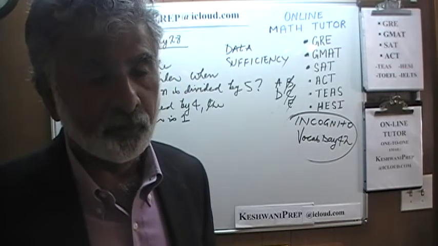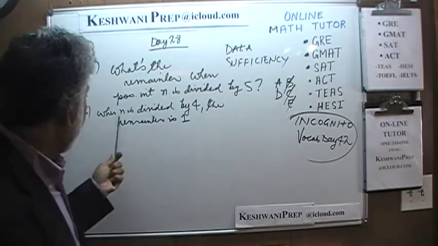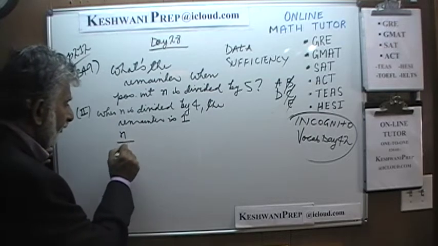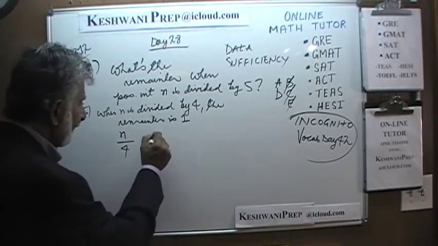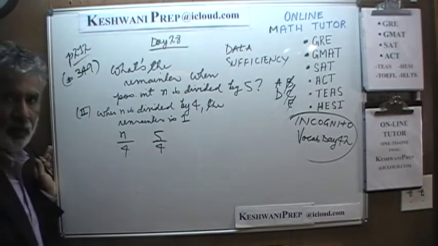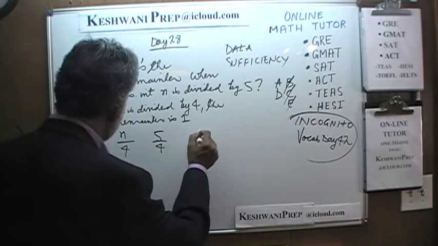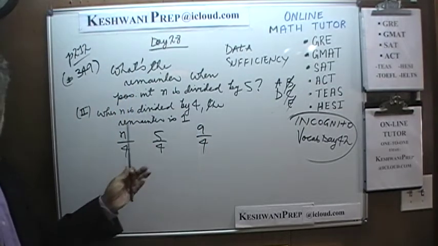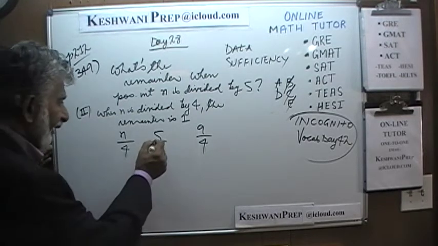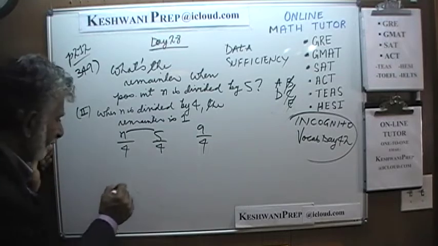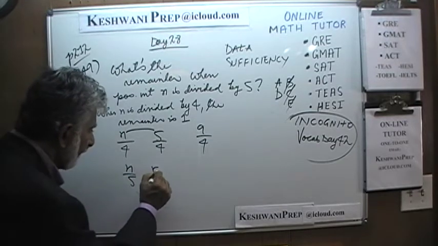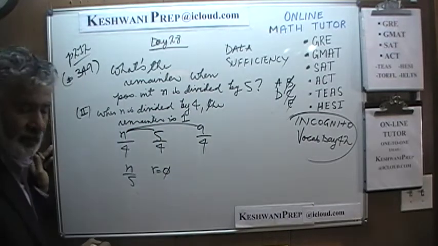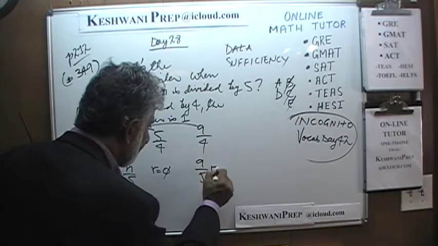Here they're not telling us the quotient, and because they're not telling us the quotient, n could be anything. For example, n could be 5, and when you divide n by 4, the remainder is 1. Or maybe n is 9. 9 divided by 4 will give us a remainder of 1. You see? We don't know. There are millions of different possibilities. If n is in fact 5, then n divided by 5 will give us a remainder of 0. If it turns out that n is not 5, n is in fact 9, then 9 divided by 5 will give us a remainder of 4.